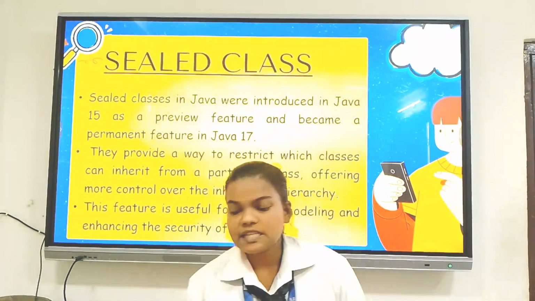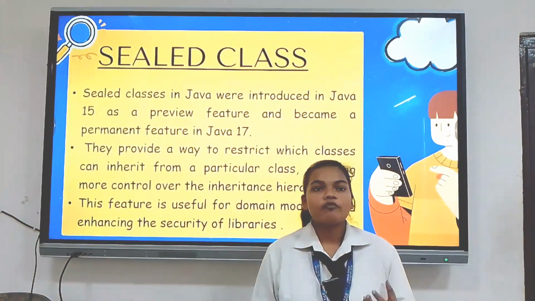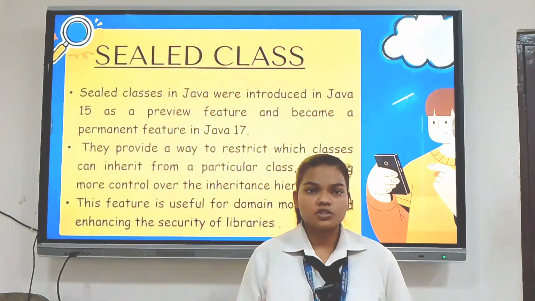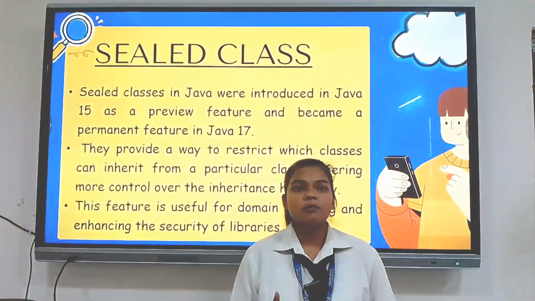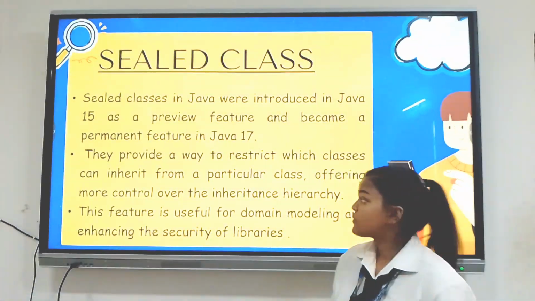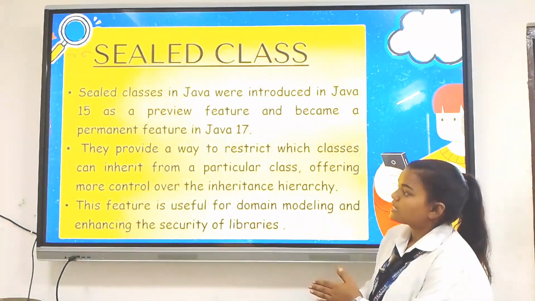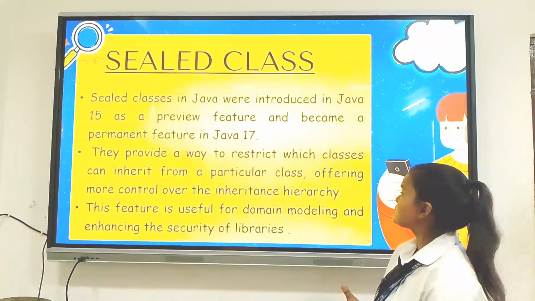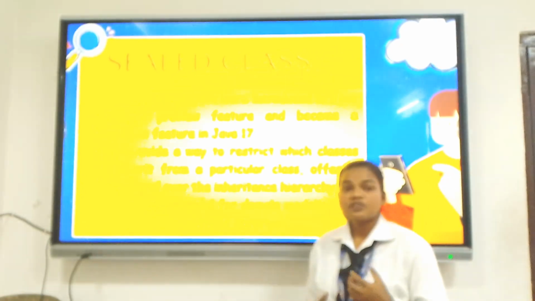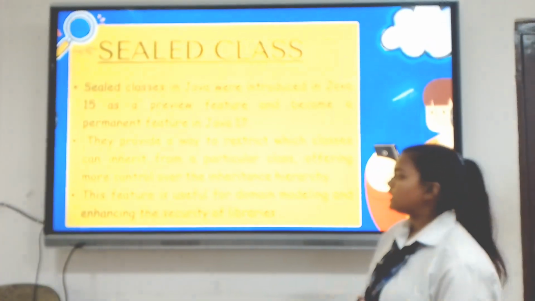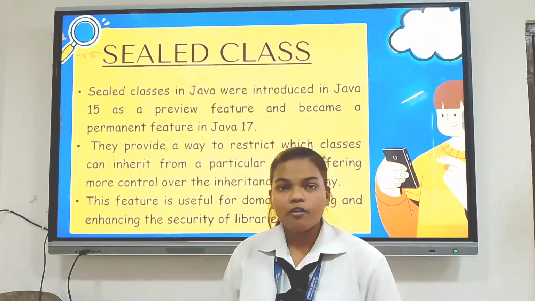So what does it mean by sealed class? Sealed class is a feature of object-oriented programming that is used to restrict inheritance. It was a preview feature in Java 15, but it became a permanent feature in Java 17. They provide a way to restrict which classes can inherit from a particular class, offering more control over the inheritance hierarchy. And this feature is useful for domain modeling and enhancing the security of libraries.